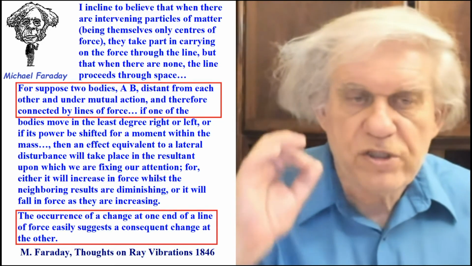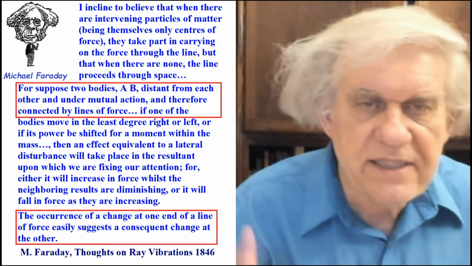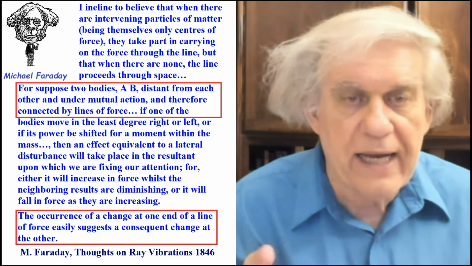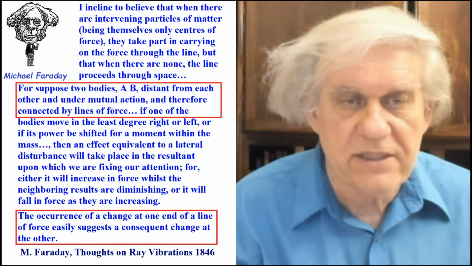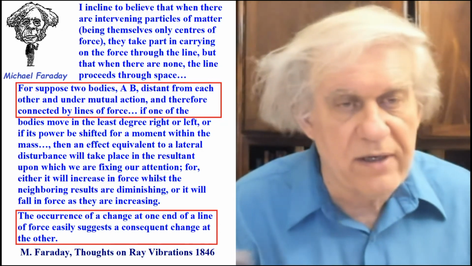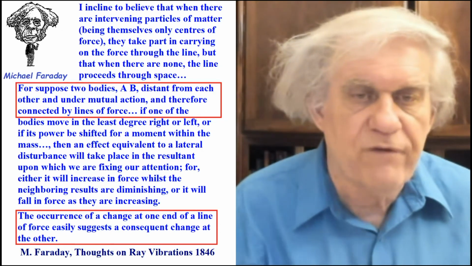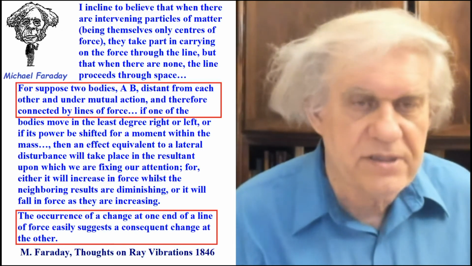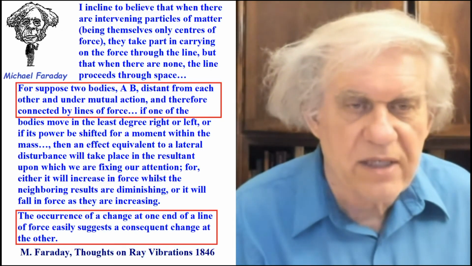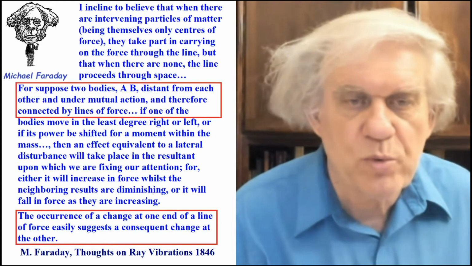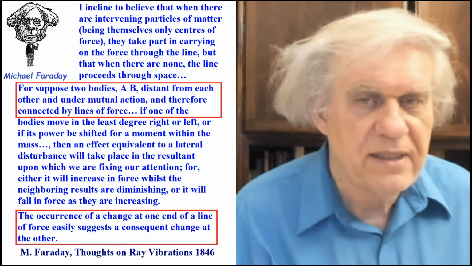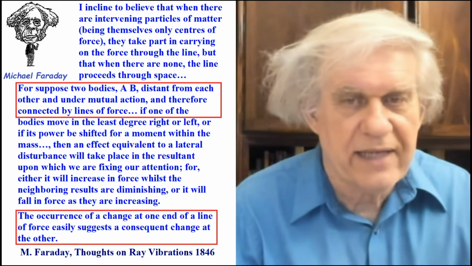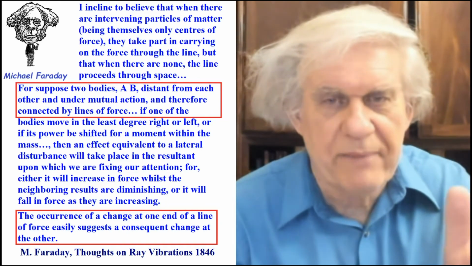For suppose two bodies, A and B, distant from each other and under mutual action, and therefore connected by lines of force. If one of the bodies move in the least degree right or left, or if its power be shifted for a moment within the mass, then an effect equivalent to a lateral disturbance will take place in the resultant upon which we are fixing our attention. So he's saying this one over here affects that one over there. Entanglement. Right there you have it. So he already came up with that idea.